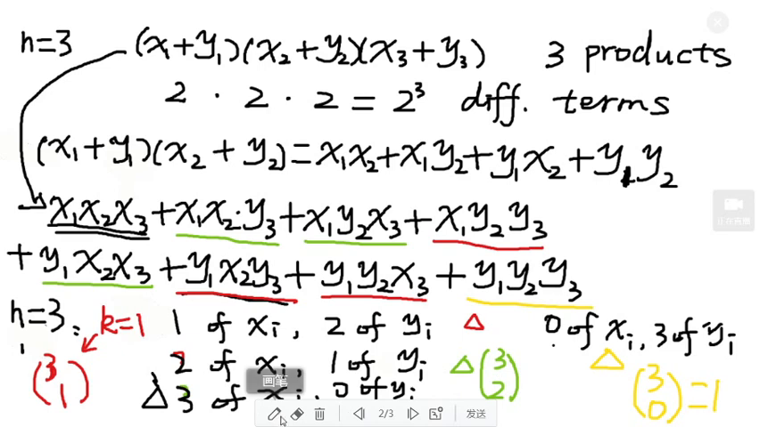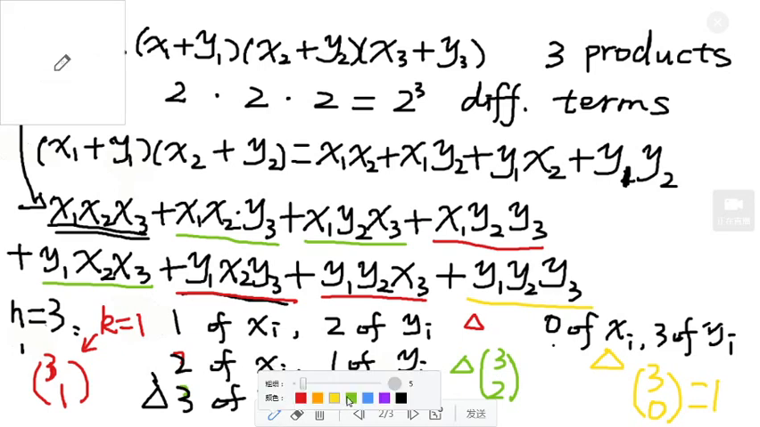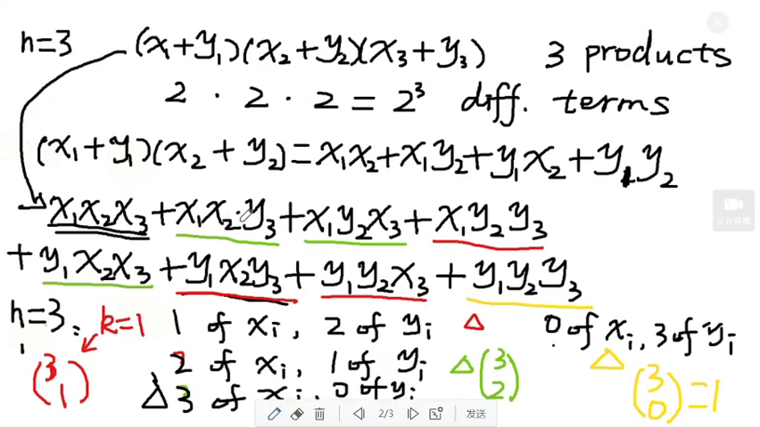So what is the green one? You can check. Green one, we have 3 terms, right? How can we calculate this 3 choose 2? 3 factorial over 2 factorial times 3 minus 2, which is 1 factorial, right?